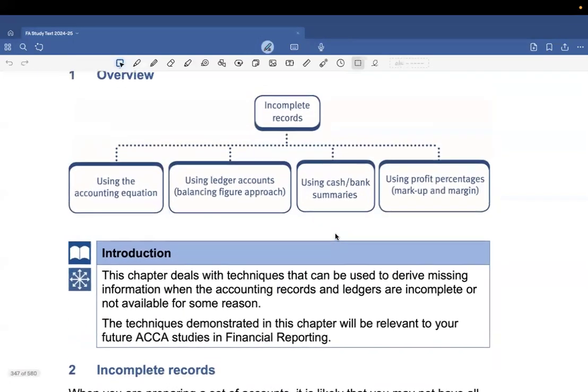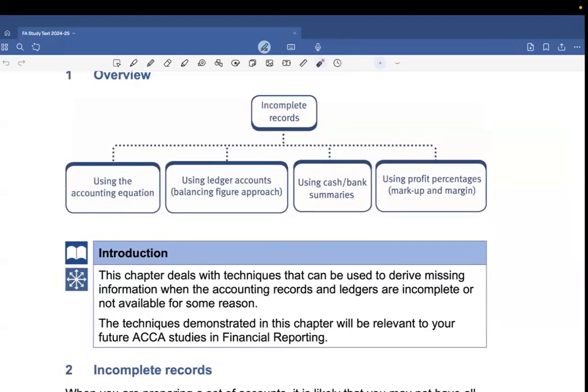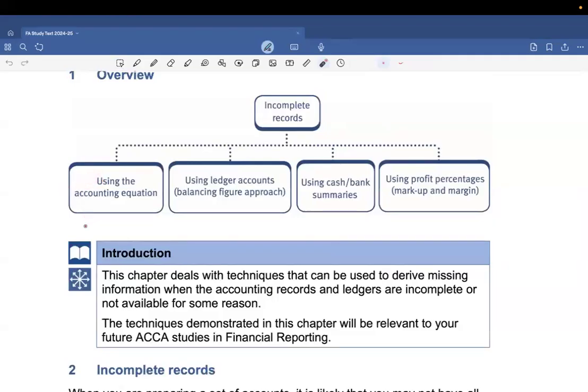Understood? So there are four methods in which we deal with this. The first method is using the accounting equation. Using the accounting equation, we'll correct the accounts. Or then we'll use a balancing figure approach. That is by using the ledger entries and taking whatever details we could, we're going to find the balance and find the incomplete record.